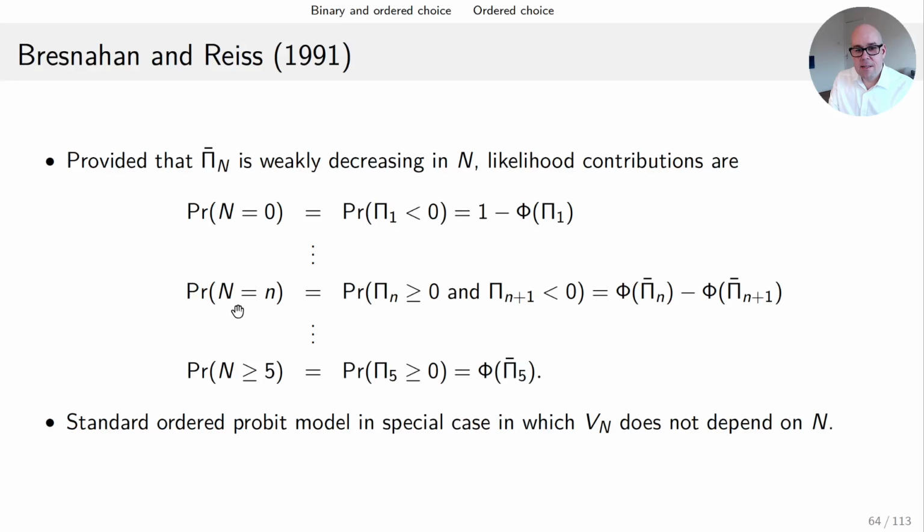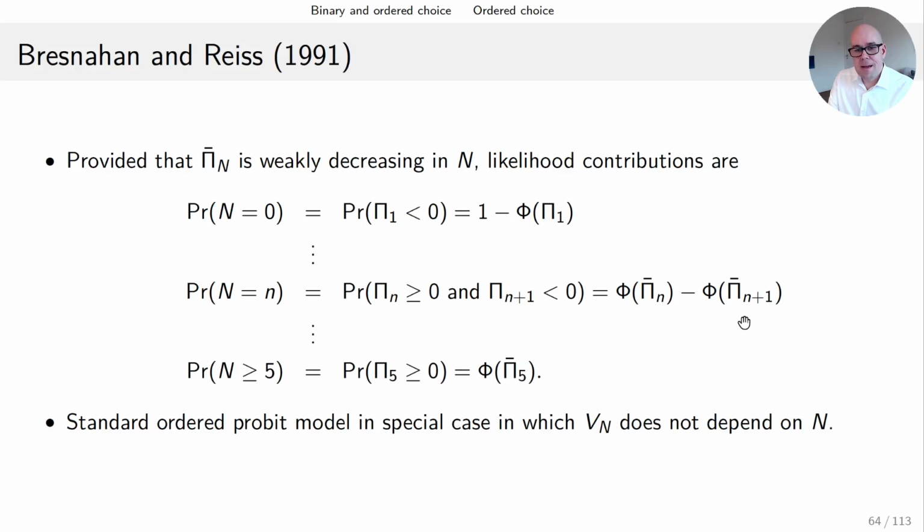The probability that n is equal to little n is then, by more or less the same token, the probability that industry profits when there are small n firms are non-negative, and when there are n plus 1 firms, they're negative. Okay, so that would generate n firms in that market. And then again, as in the ordered probit model, you would get the difference between two CDFs of epsilon evaluated at, in this particular case, pi n bar and pi n plus 1 bar.